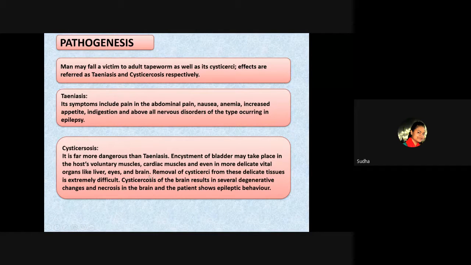and brain. So when the cysticercus reaches the liver, eyes, brain, it becomes very difficult to remove from these delicate tissues. Cysticercosis of the brain also results in several degenerative changes and also necrosis in the brain, and the patient shows epileptic behavior. So it becomes very difficult, and it's far more dangerous than teniasis. But still we have some remedy, we have some treatment for this.